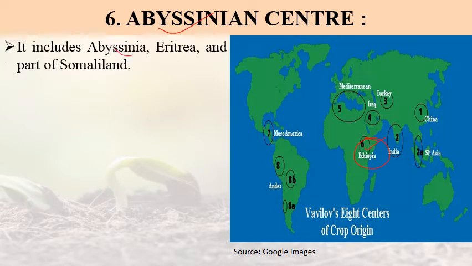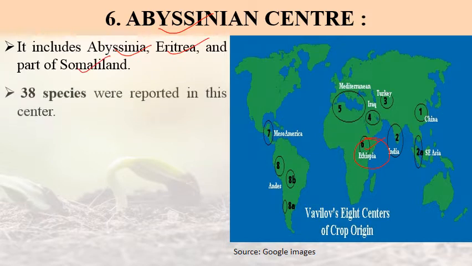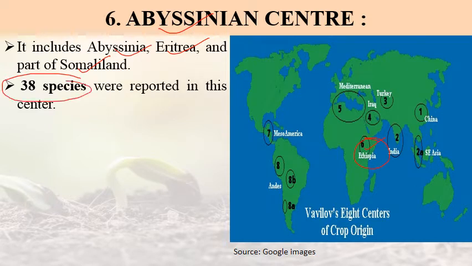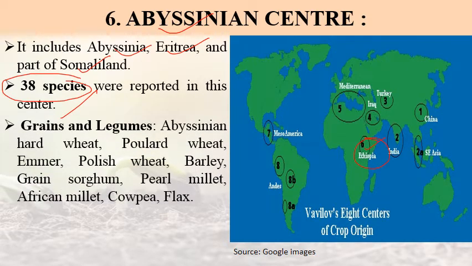It includes Abyssinia, Eritrea and part of Somaliland. So ये जो countries हैं इनके कुछ parts हैं जो इस center को बनाते हैं. There are 38 species which were reported in this center. And the grains and legumes like Abyssinian hard wheat, then pollard wheat, emmer wheat, Polish wheat, barley, then grain, sorghum, pearl millet, African millet, cowpea, flax. So these are some plants which originated in this center of region.